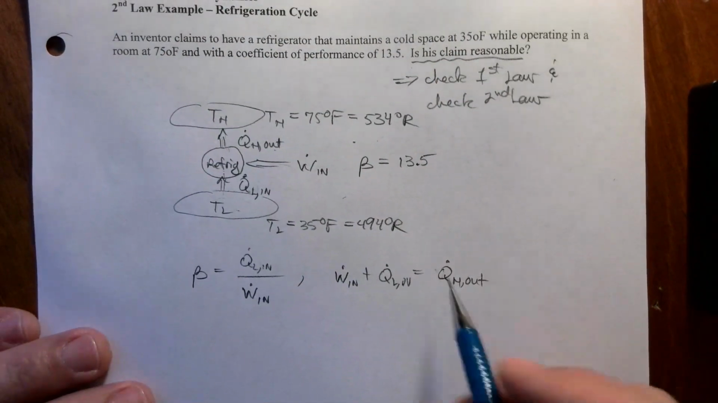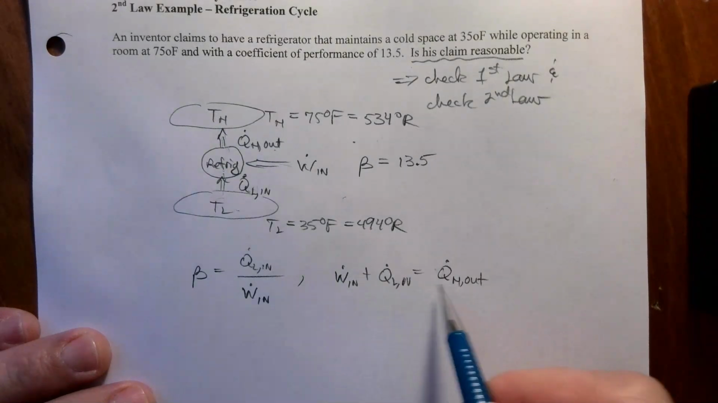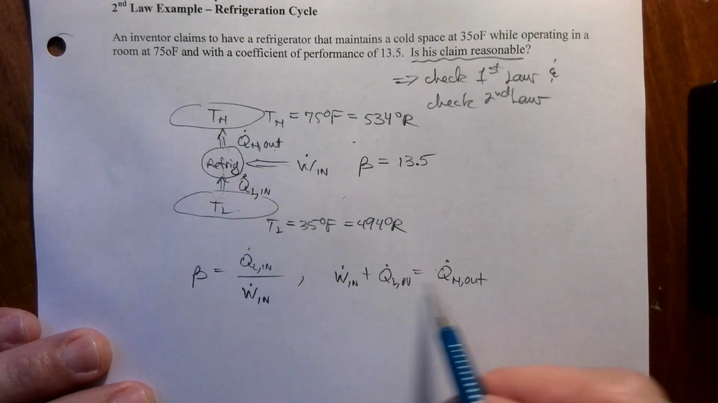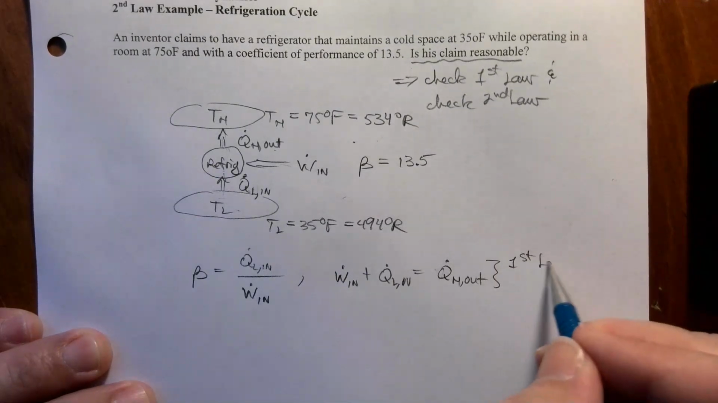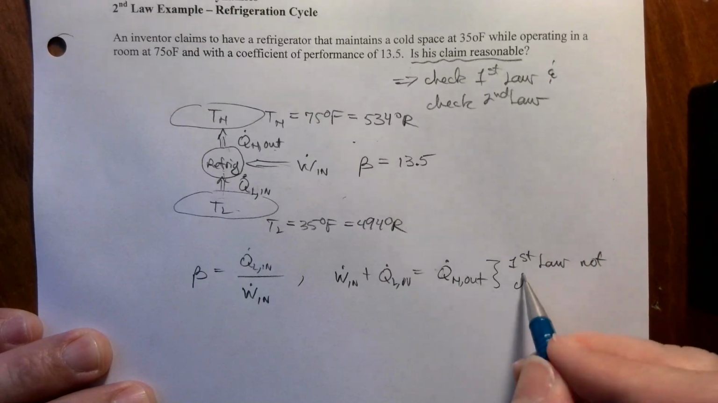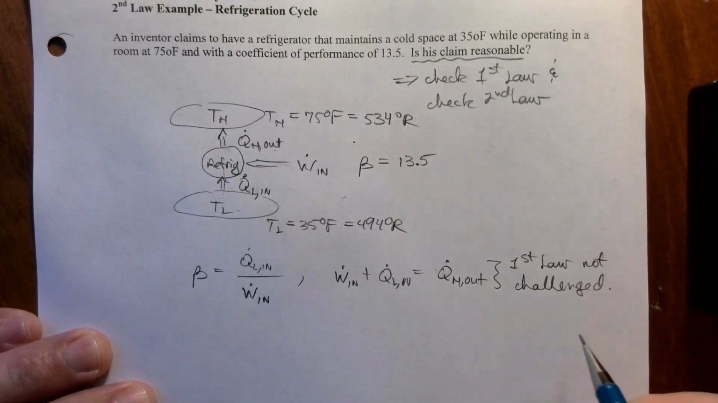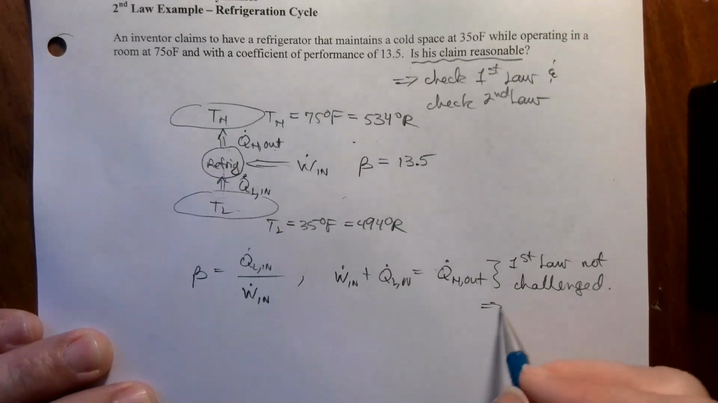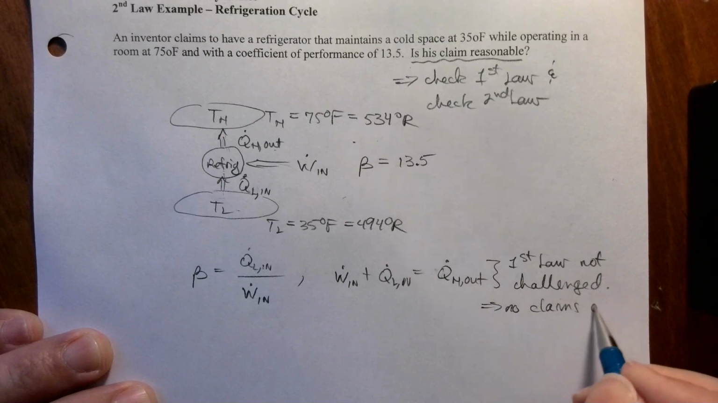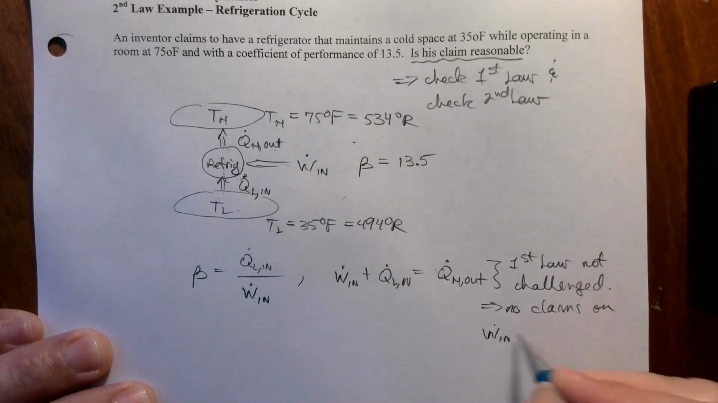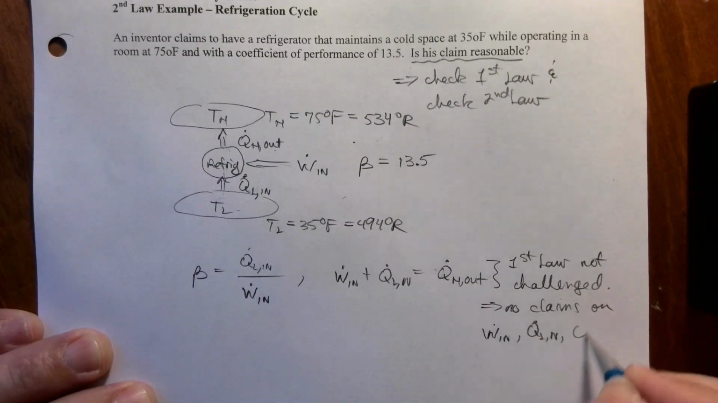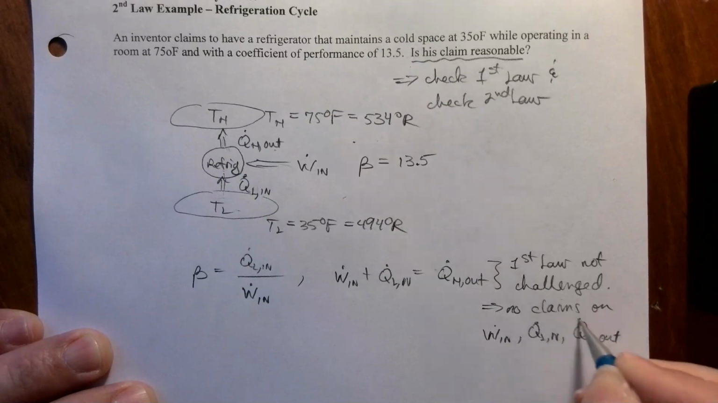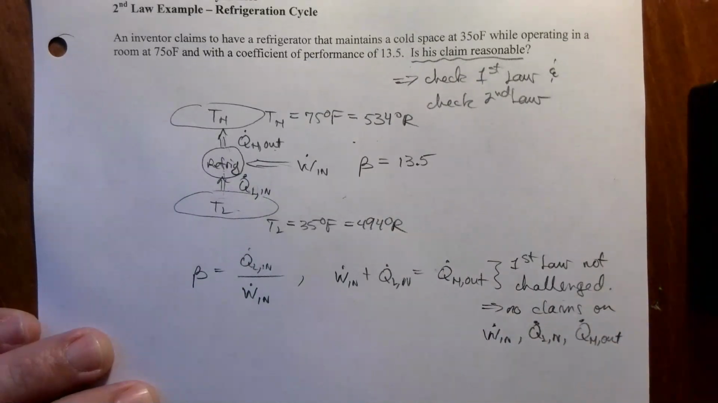Okay, so this claim actually doesn't give us any numbers really to use to check the first law. So I would say the first law is not even challenged by the claim above. First law not challenged. There's nothing really to check, right? So I would put no claims on W dot N, Q dot LN, and Q dot H out. You don't have any numbers that you can go and check that. So now let's move on to the second law.